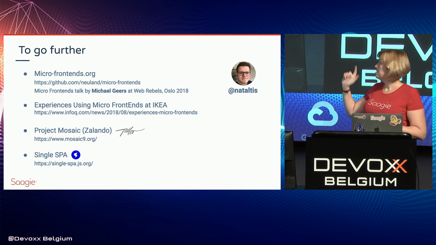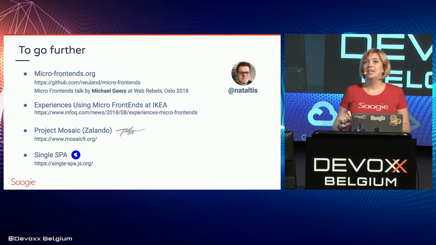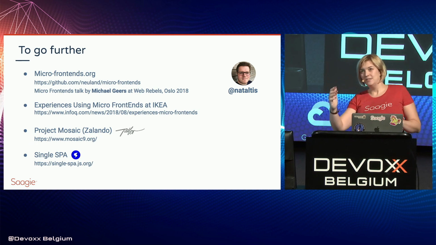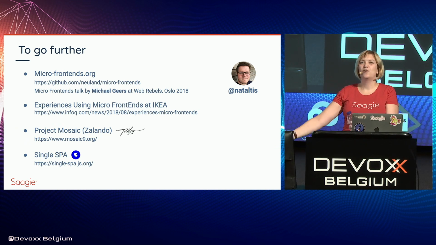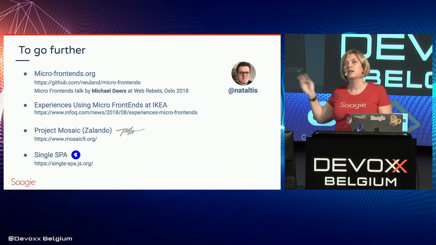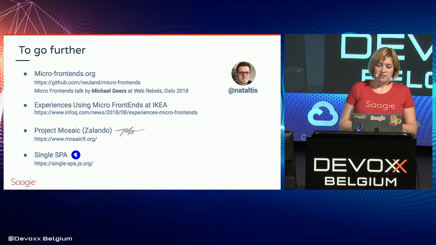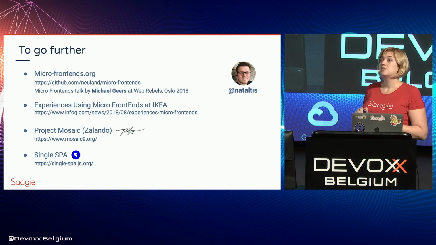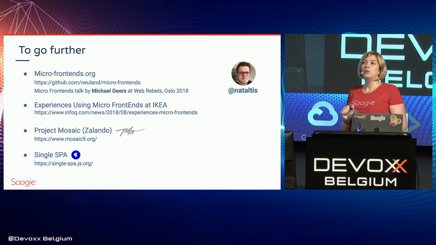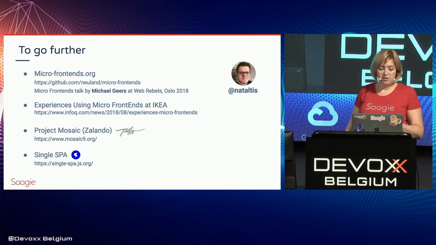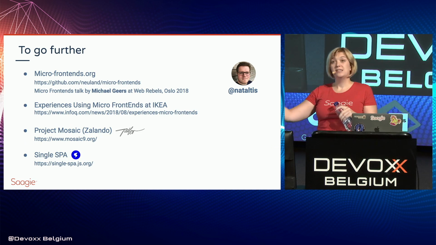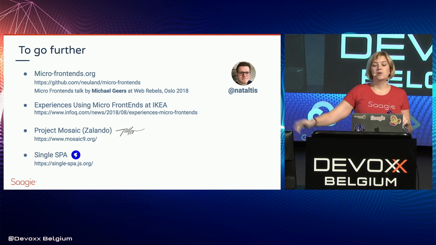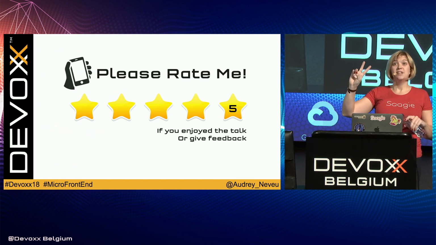Then you can also have a look at this article, Experiences Using Micro Frontends at IKEA. It's not going deep enough into details to my taste, but you know, it's their own recipe. So still a very, very interesting read, I recommend. You can also have a look at Project Mosaic, which is a set of libraries and services open sourced by Zalando, all designed to make Micro Frontends. And you can also have a look at single-spa, which is still another approach to make single-page applications with various frameworks. So we have 2 minutes left for questions.